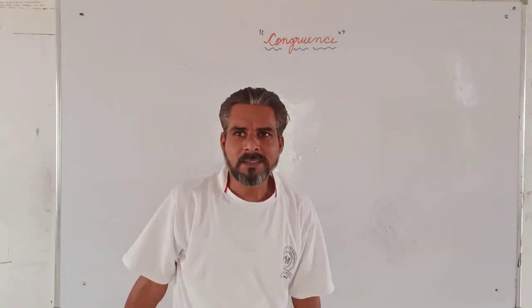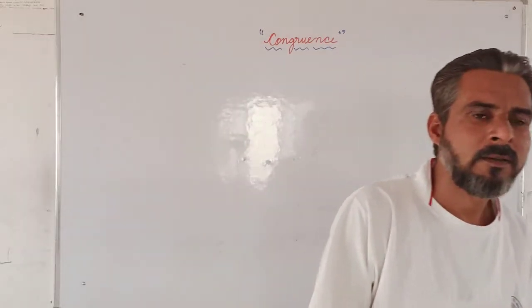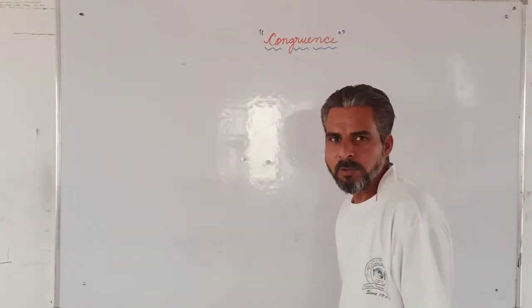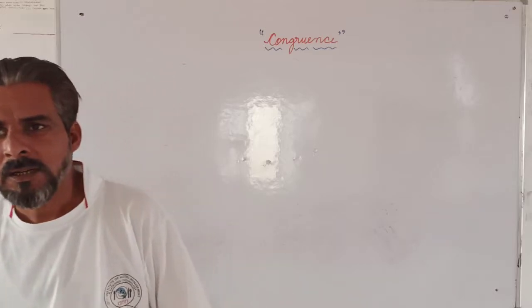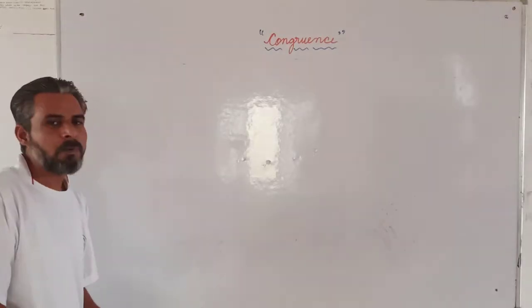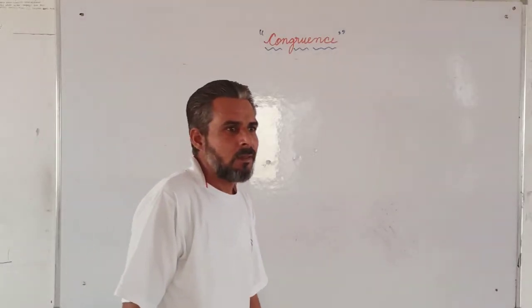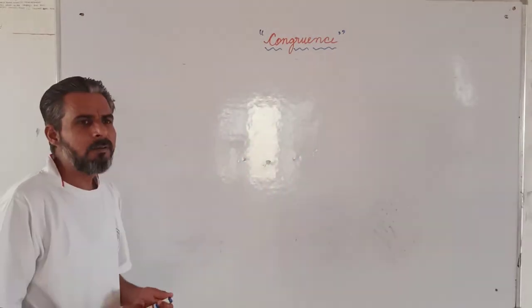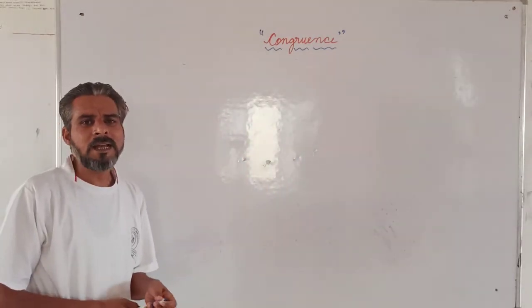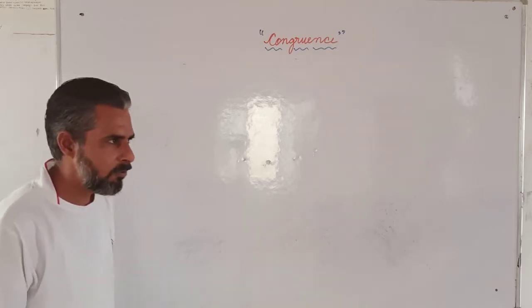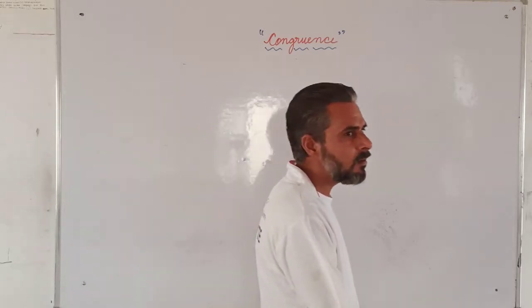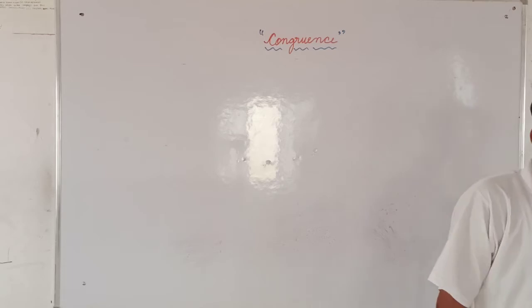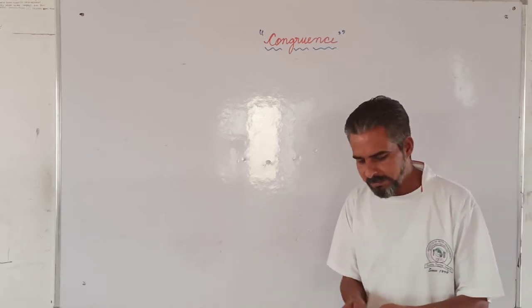So we were discussing the congruence of triangles. We will continue the congruence today again. Today we will discuss one problem related to congruence: that the perpendicular drawn in an isosceles triangle bisects the opposite side.